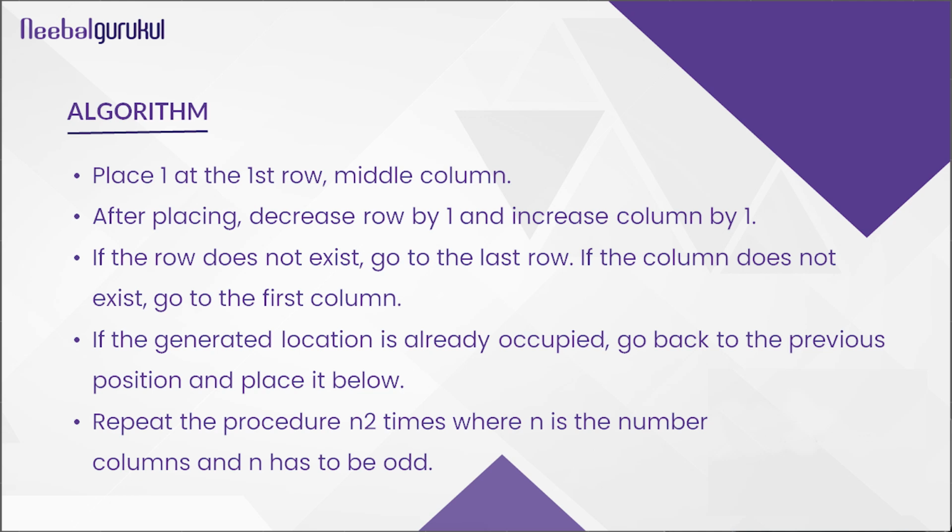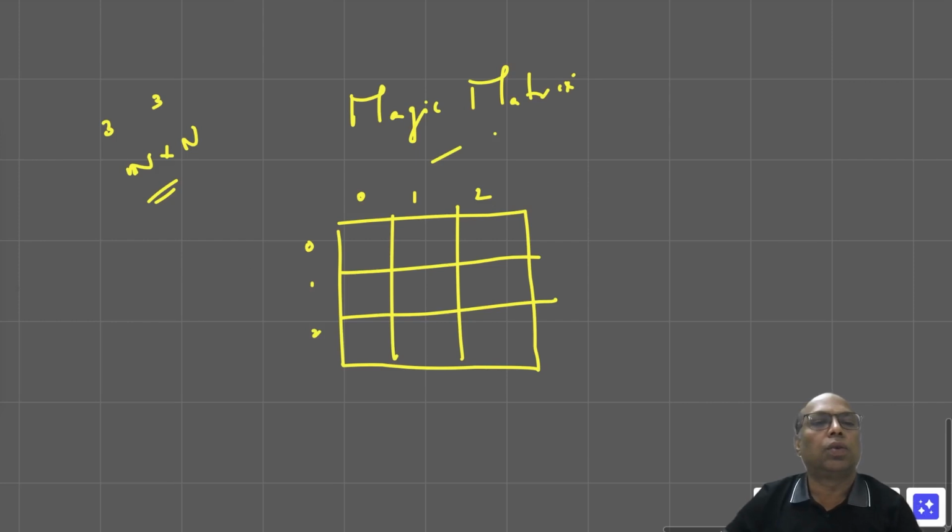Repeat the procedure n square times, where n is the number of rows and columns, and it needs to be odd. Remember that. So what we spoke was, place 1 at the first row, middle column. Decrease the row by 1. My first element was in the 0th row, middle column, which is 1. Decrease the row by 1, increase the column by 1.